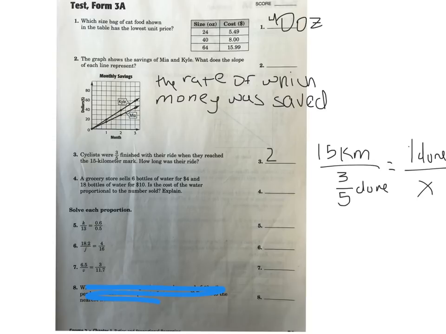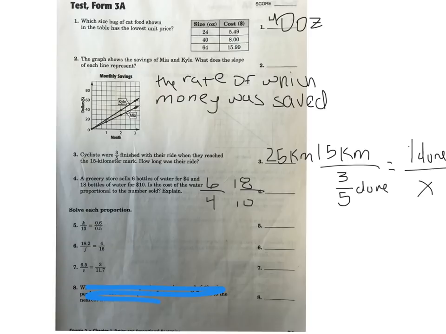Number 3 says, cyclists were 3/5 finished with their ride when they reached the 15 kilometer mark. How long was their ride? So if we set up a proportion of 15 kilometers over 3/5 done, we want to find out when they're fully done how far that distance is. So when we multiply 15 times 1 and then divide it by the 3/5, we get the answer of 25 kilometers.